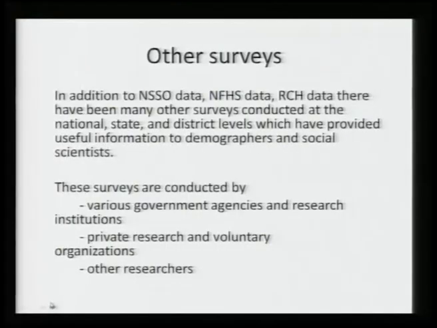on family planning program. Then there are other surveys in addition to NSSO, NFHS, RCH. You have surveys conducted by various government agencies and research institutions. These agencies are Operations Research Group, Pathfinders, MODE, MARG, PRIA, CARE, ActionAid. These organizations are also conducting surveys. Some of them are big, some are small.